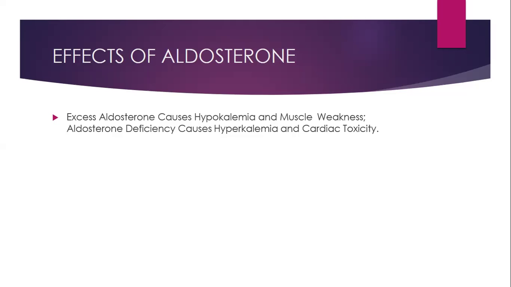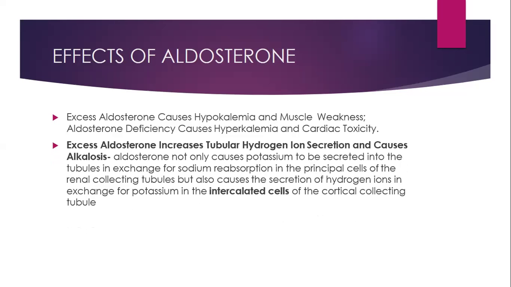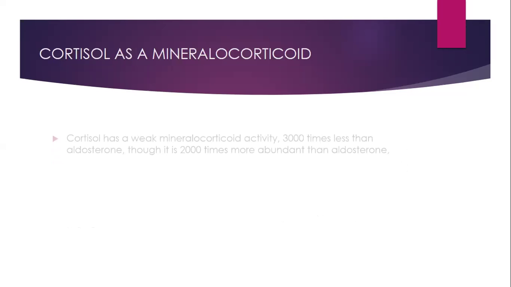But again, aldosterone deficiency can cause hyperkalemia. Now this can lead to cardiac toxicity because remember, potassium ion is one of the most important cations in the process of action potential generation within the cardiac tissue. Again, excess aldosterone can lead to alkalosis. This one is usually due to interference with the intercalated cells of the collecting tubule. So whenever you secrete a lot of hydrogen ion, you're going to have alkalosis, usually associated with high body pH.